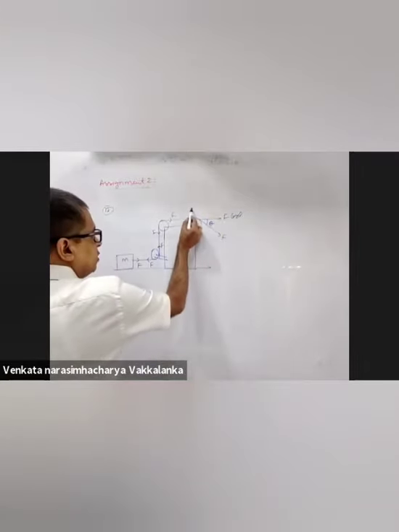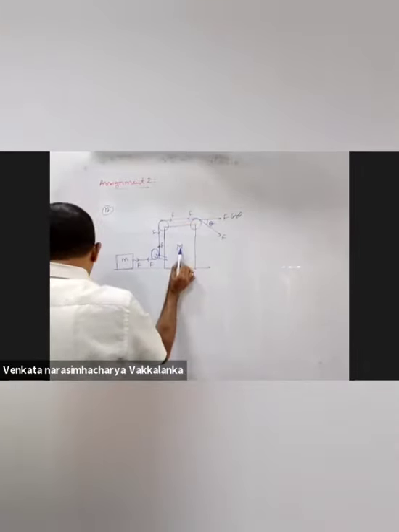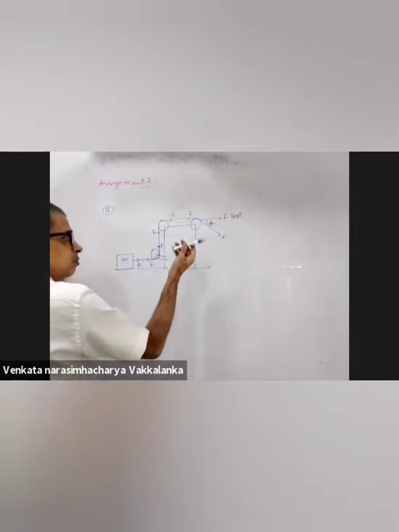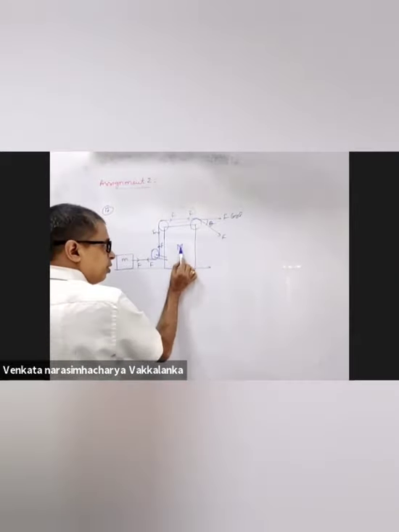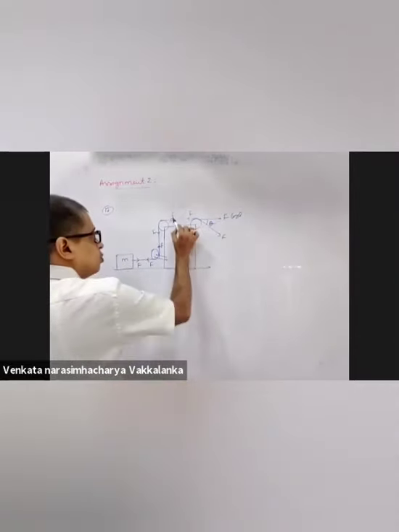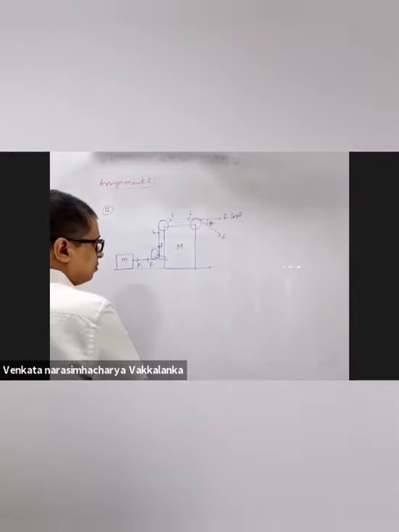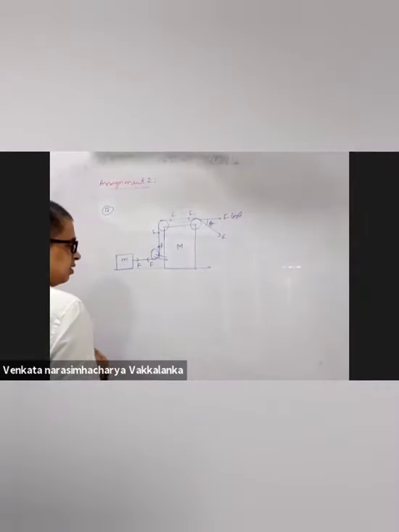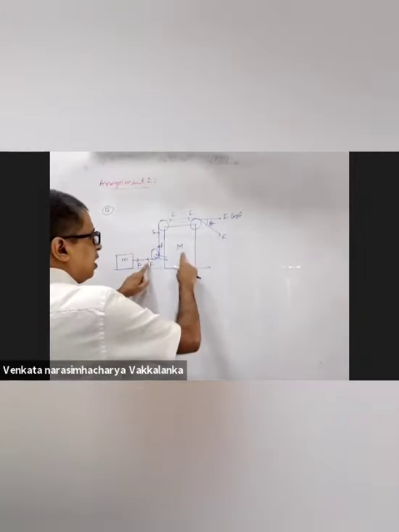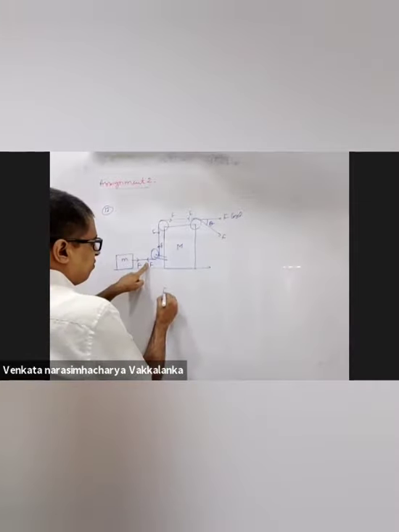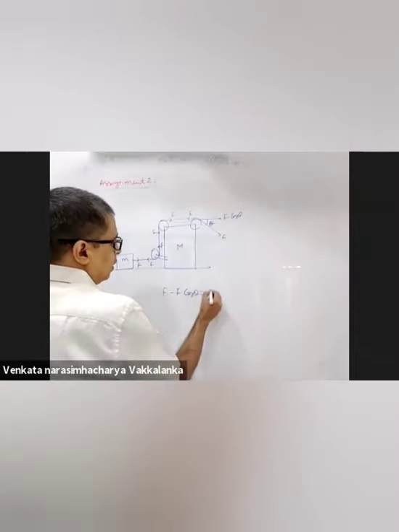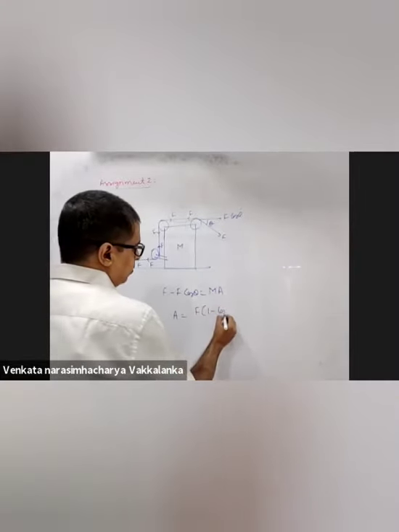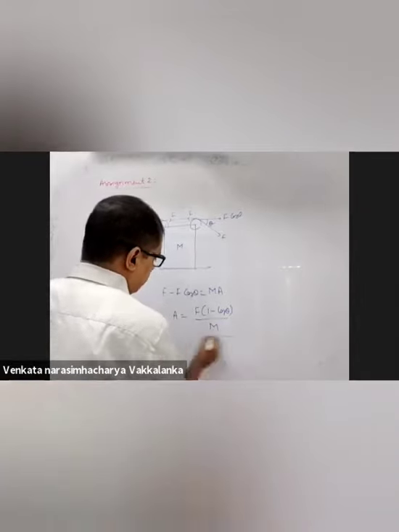Right? Now listen. These both forces, are they acting on capital M? Yes, sir. So they both will cancel out each other. Net unbalanced force on capital M is F minus F cos theta is equal to capital M into capital A. A is F into 1 minus cos theta by capital M.